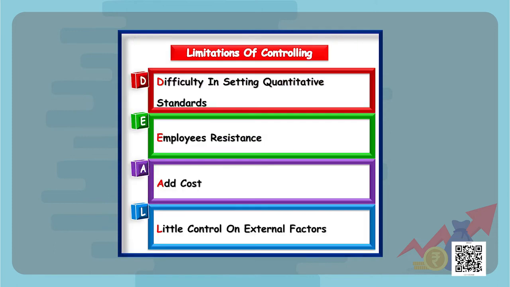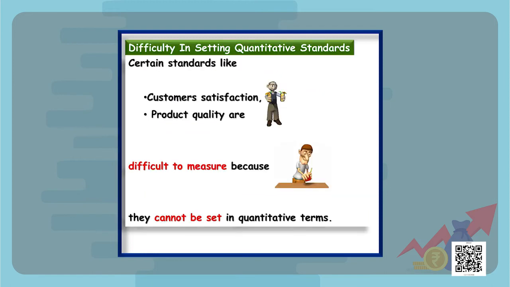So let's discuss the limitations of controlling. The first limitation is difficulty in setting quantitative standards. Certain standards like customer satisfaction and product quality are very difficult to measure in quantitative terms. Hence, the management should take steps to set standards in terms of quantities.